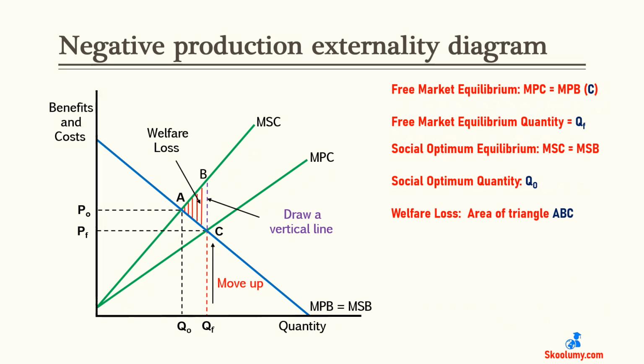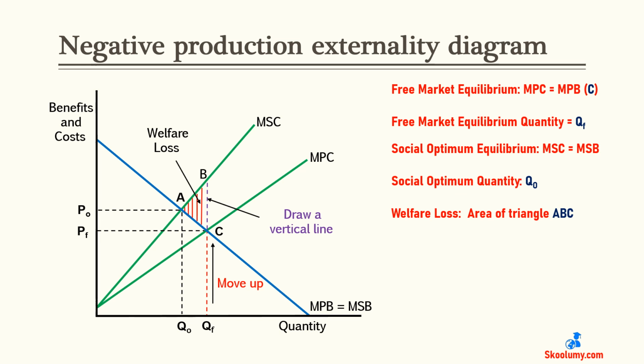We are going to determine the free market equilibrium quantity, the social optimum quantity, and welfare loss. Remember, the free market is an economic system where resources are owned and controlled by the private sector. The free market equilibrium is where the marginal private cost and marginal private benefit are equal. It is point C. The free market equilibrium quantity, QF, is traced from the free market equilibrium.